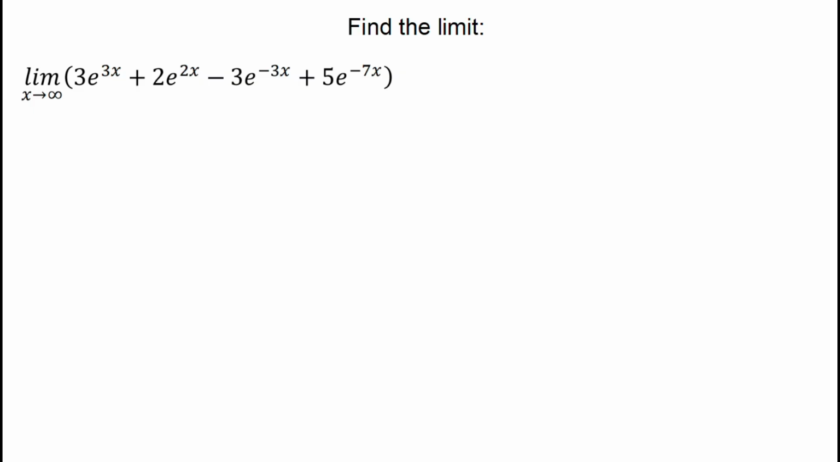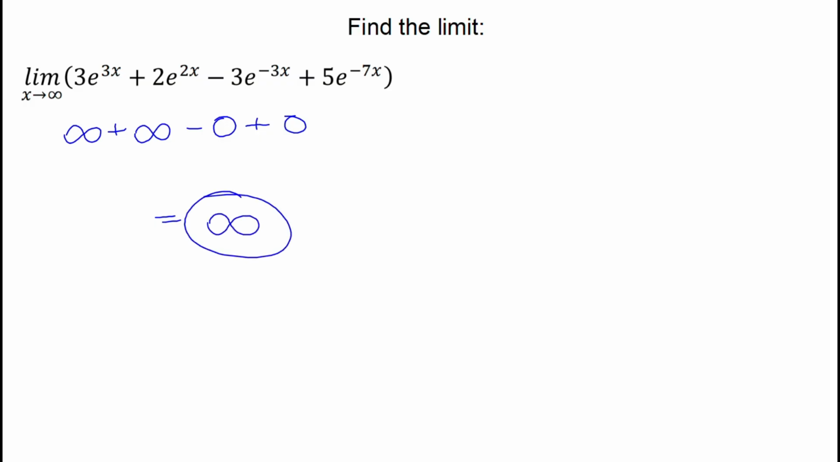For this next one, if we plug this in, we get infinity plus infinity. And then the minus 3e to the negative infinity is just a minus 0, and then plus a 0, because those both are e to the negative infinity, which are 0. Well, infinity plus infinity is not indeterminate. It's just infinity. So that one's pretty straightforward.